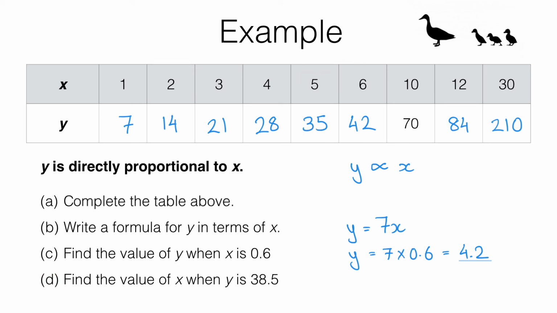Moving on to question D, we need to find the value of x when y is 38.5. We can use the formula again, but this time we need to do a bit of rearranging. Well, we know that y equals 7x. Substituting y equals 38.5 into that formula, we get 38.5 equals 7x. And if we divide each side of the equation by 7, we get x equals 5.5. And there's our answer.